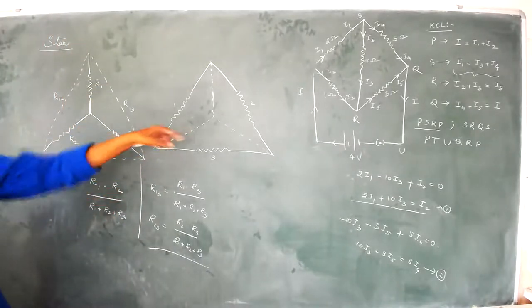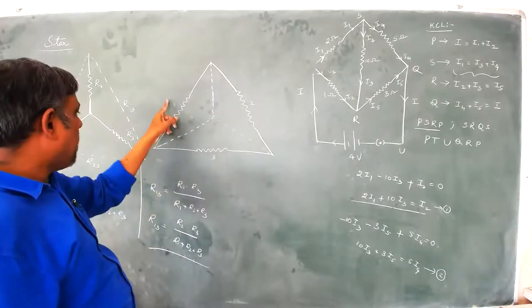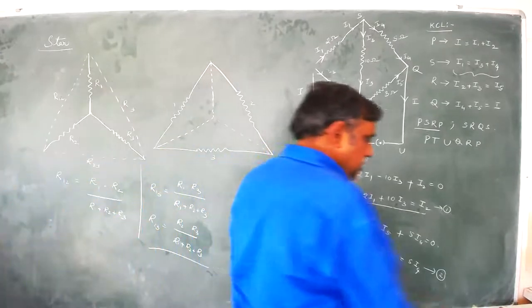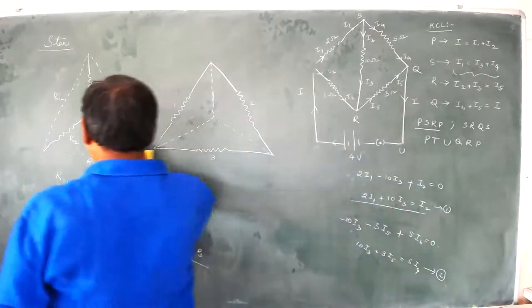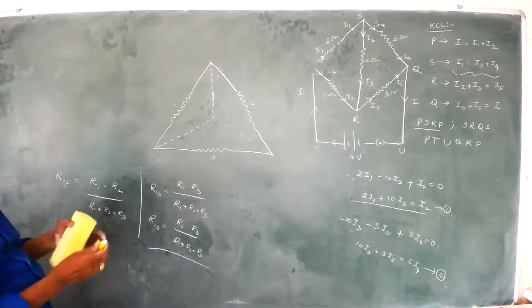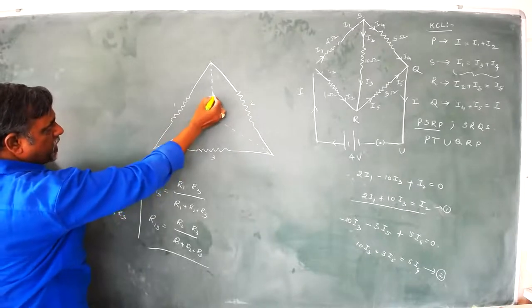These things are applicable for us: R1, R2 by R1, R2, R3. We have taken the opposites. Look at this, this is 1, this is 2 now. So this becomes R12.